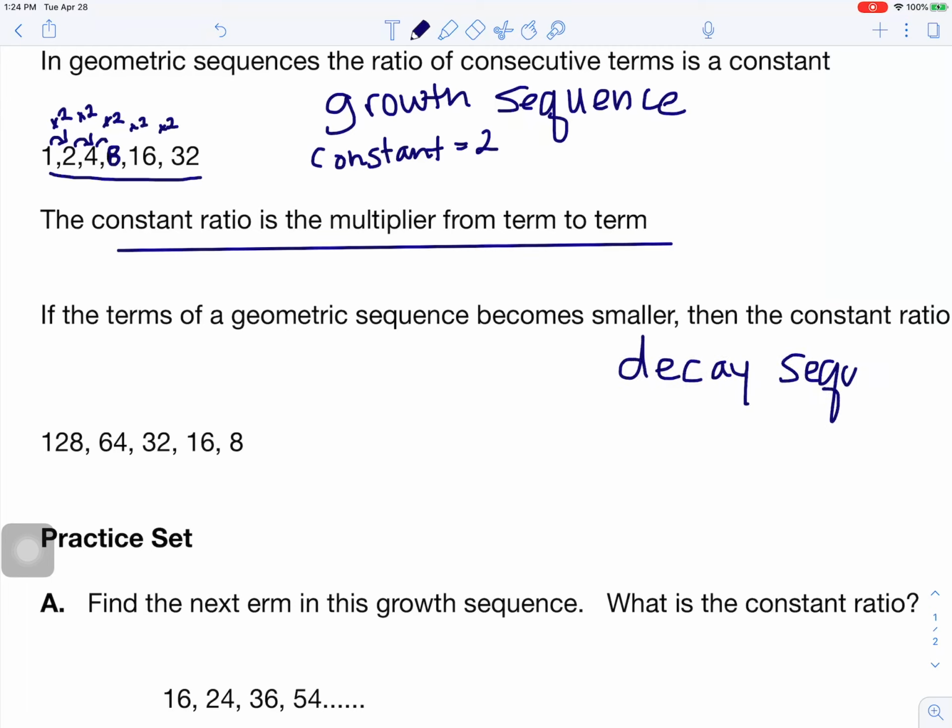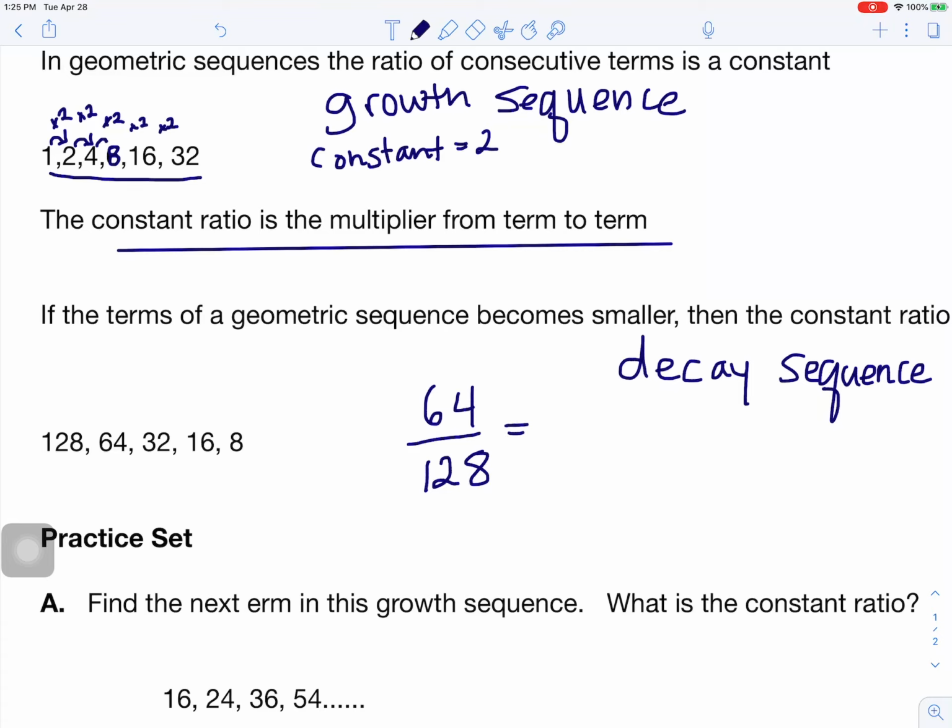Okay, so if we look at these two terms, we can see that if we go from 128 to 64, we divide by two, so the ratio is a half. If we times 128 by 1/2, we get to 64. If we times 64 by half, we get to 32. We times 32 by half, we get to 16. We times 16 by 1/2, we get to 8. So the next term in this sequence would be multiplying 8 by a half, and that would get us to 4.